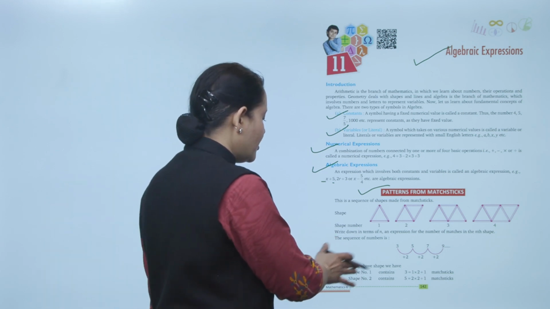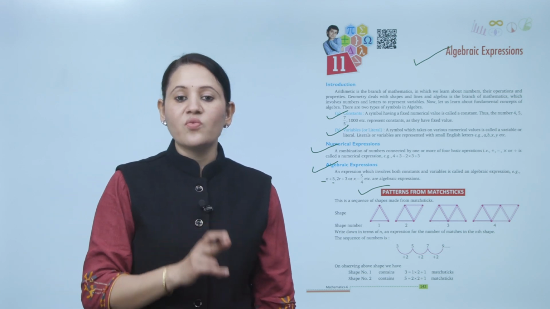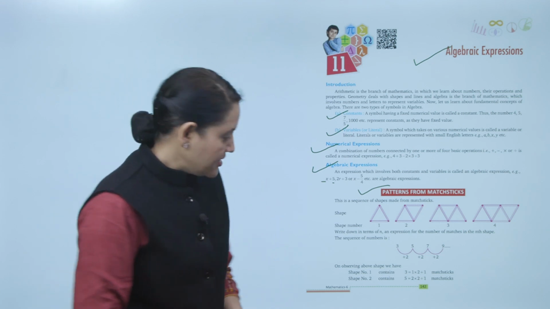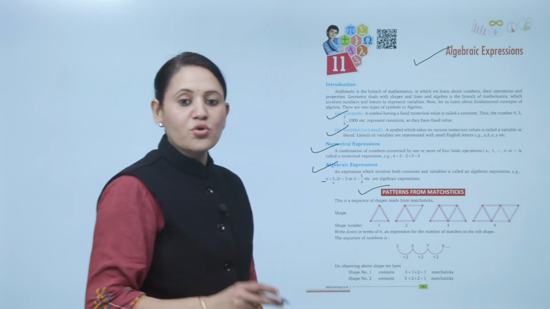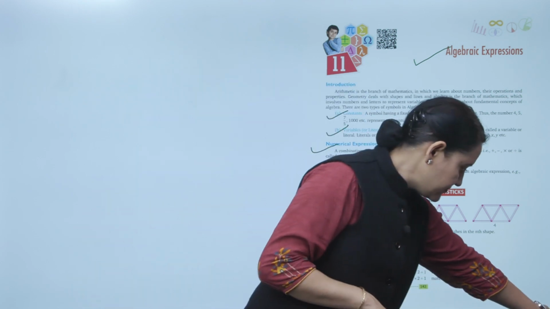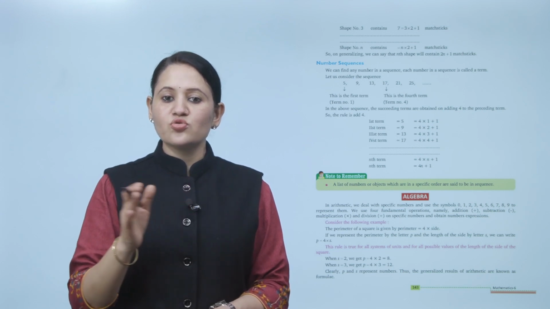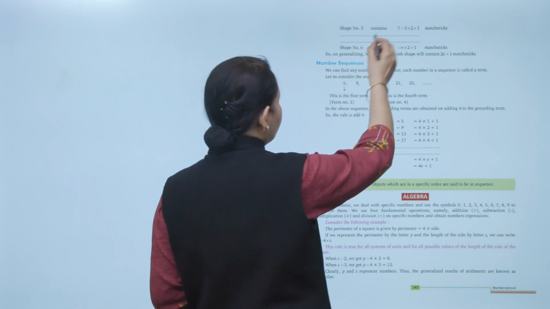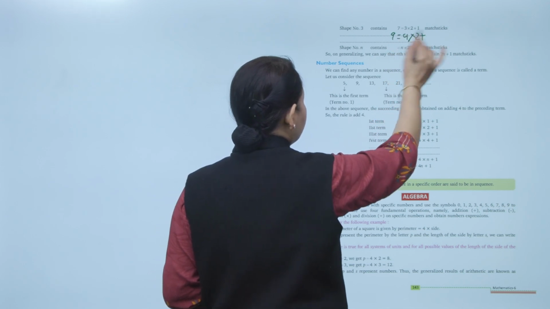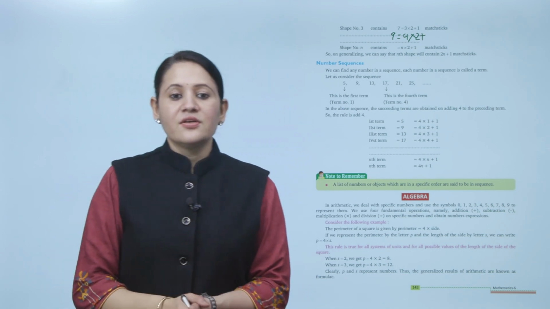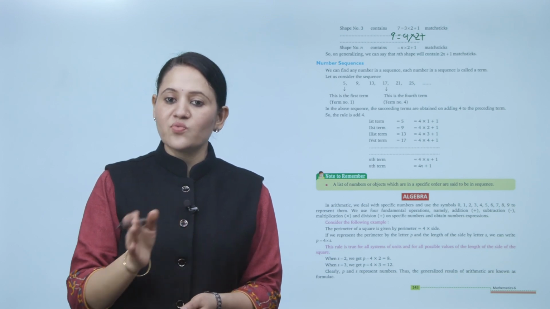So the observation of the above shapes will be: shape number 1 will contain 3, that means 1 into 2 plus 1 matchstick. Clear? Next contains 5 matchsticks, that is equal to 2 into 2 plus 1. Shape number 3 contains a total of 7 matchsticks, that is equal to 3 into 2 plus 1. Shape number 4 contains 9 matchsticks, that is equal to 4 into 2 plus 1, means total 9. Clear? So on generalizing, we can say that the nth shape will contain 2n plus 1 matchsticks.